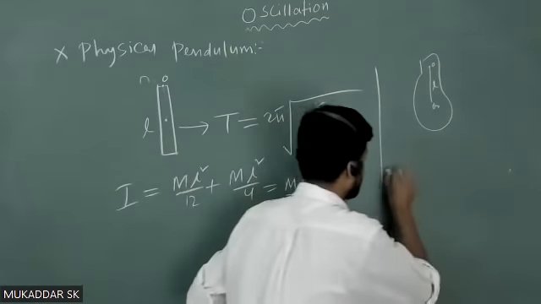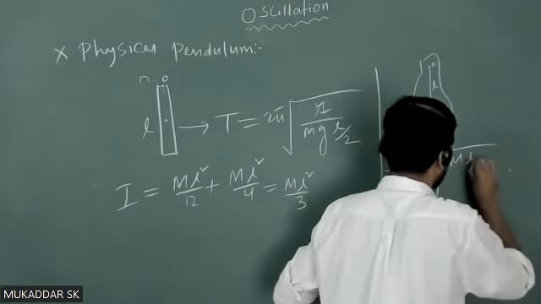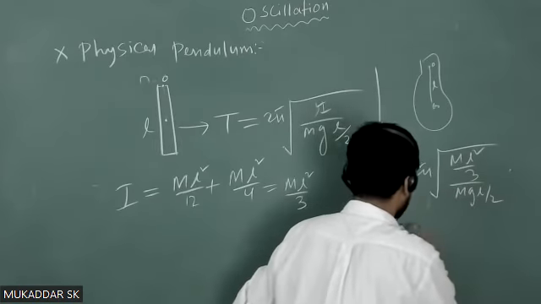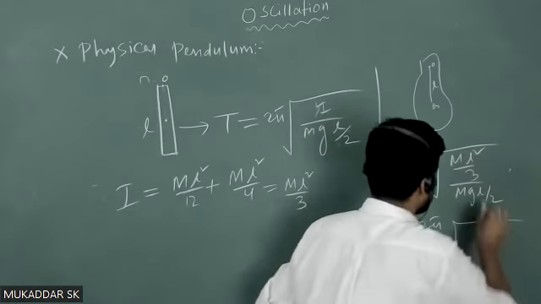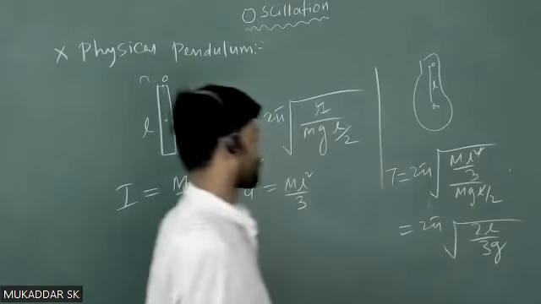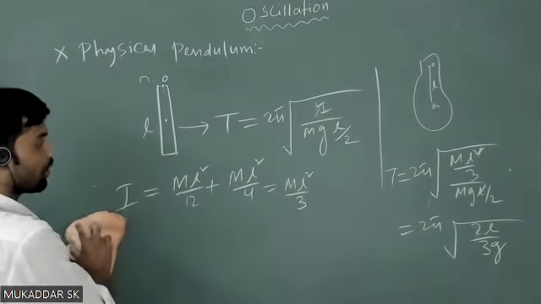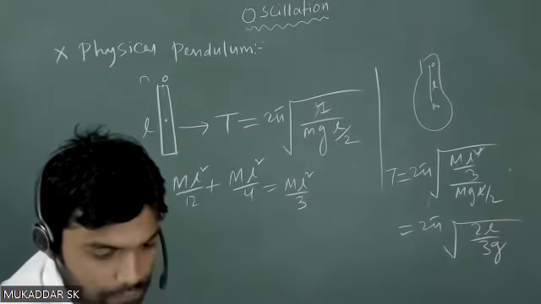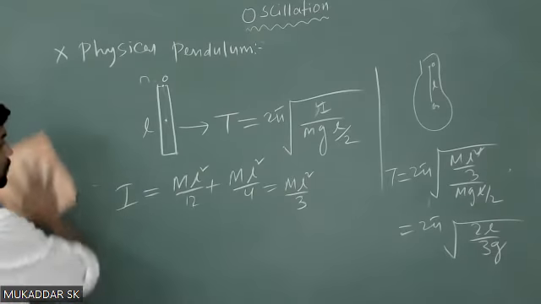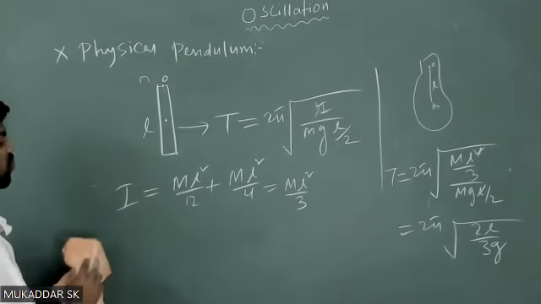Now, what will be the time period? 2 pi square root of m L square by 3 divided by m g L by 2. 2 pi, then L will be cancelled. So 2L by 3g, right? Yes, sir. Is it clear to all what I am trying to say? Yes, sir. Shall I erase? Yes, sir.